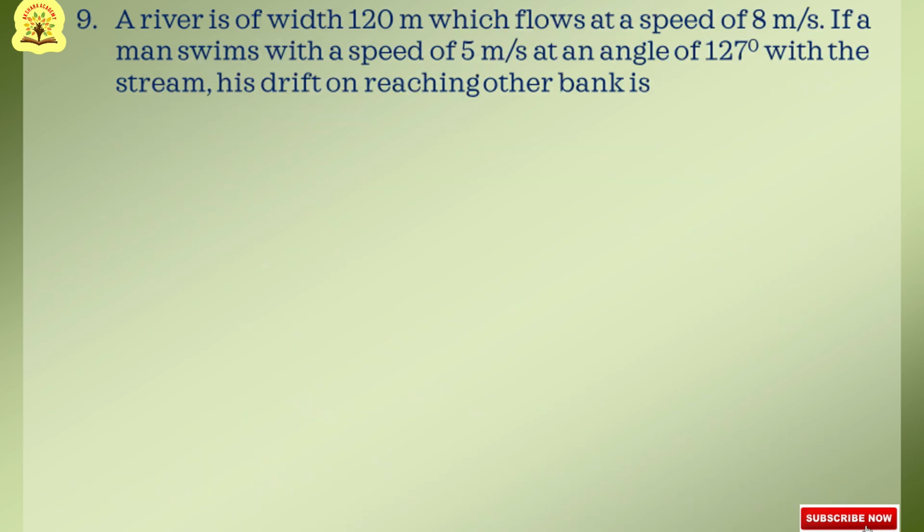A river is of width 120 meters and flows at a speed of 8 meters per second. If a man swims with a speed of 5 meters per second at an angle of 127 degrees with the stream, his drift on reaching the other bank is. So here we have to calculate the drift of the boat. Let us go to the solution.